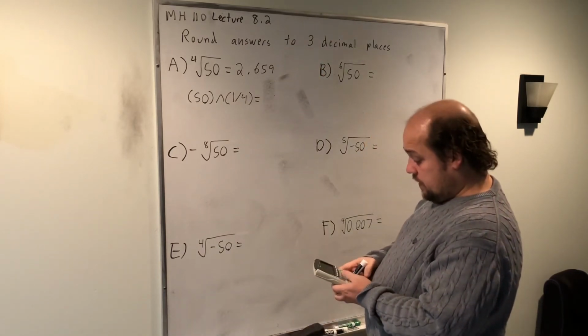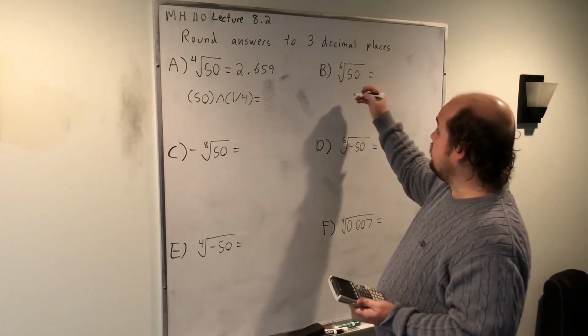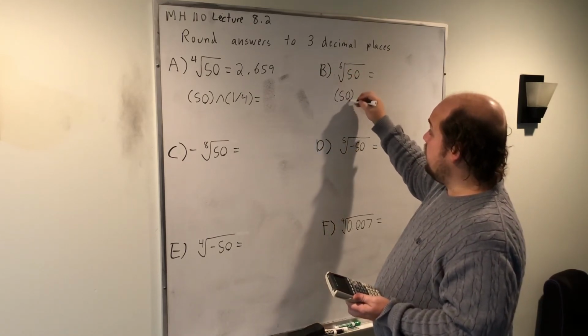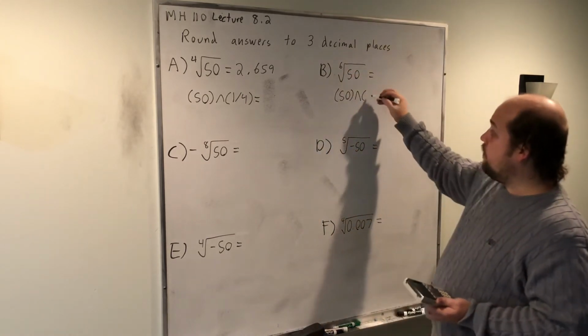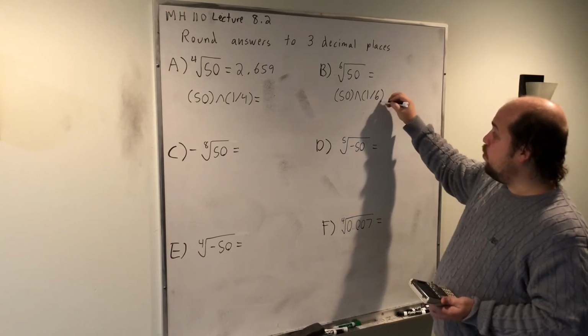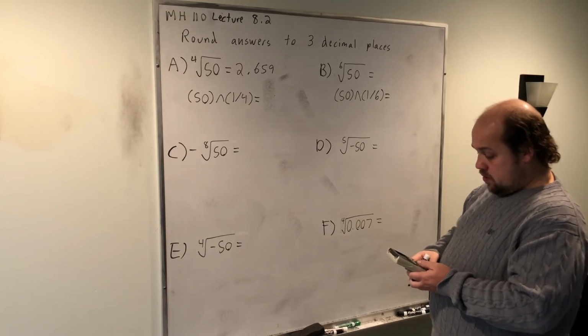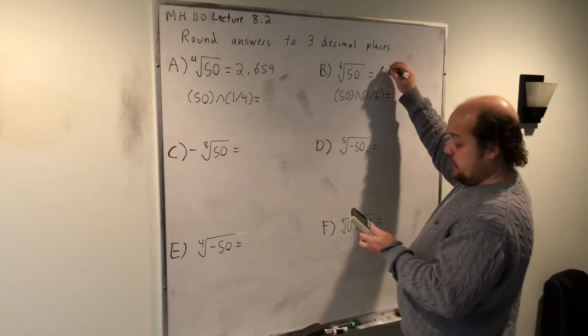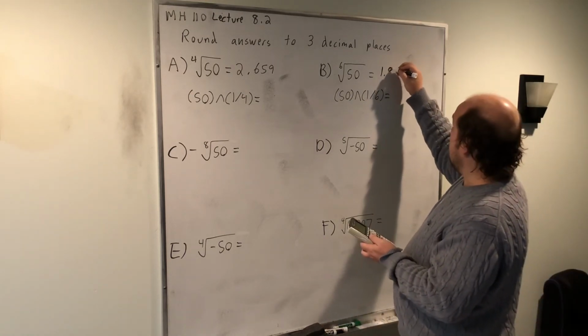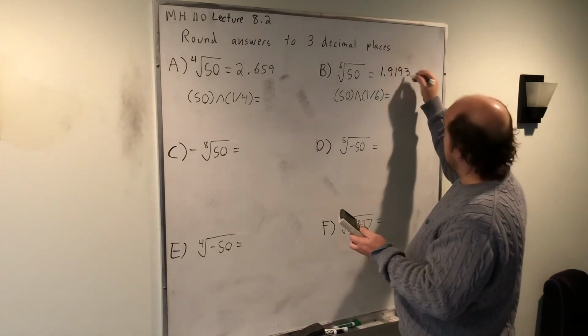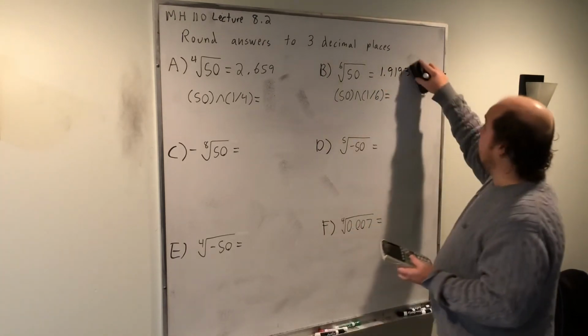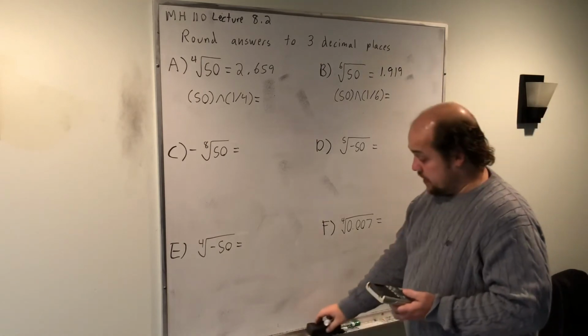When I do the same thing, except now under a sixth root, I still have 50 on the inside. I still raise it to a fractional power, only this time it's 1 divided by 6 instead of 1 divided by 4. When I do that, I get a final answer of 1.9193. Since this is 4 or lower, I can just drop it.